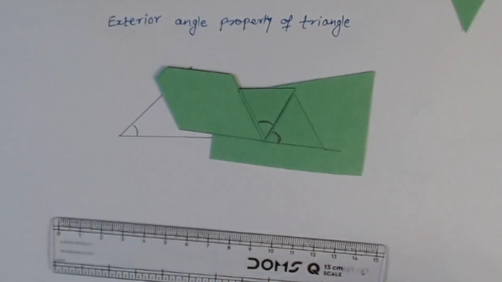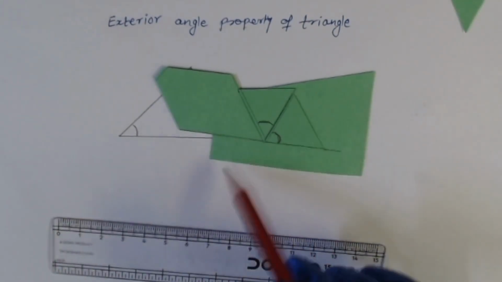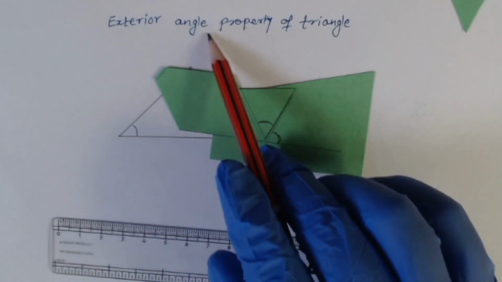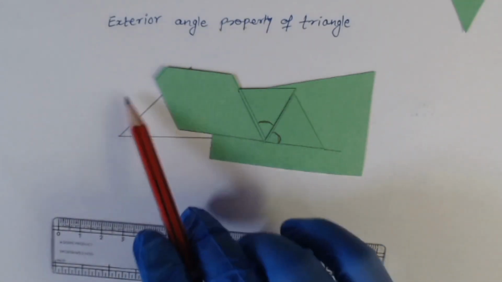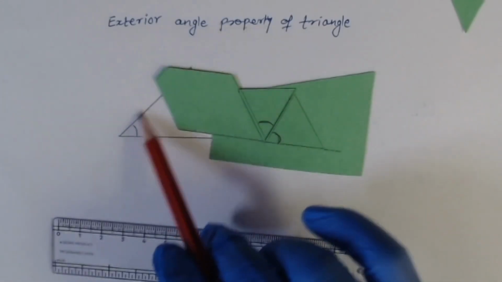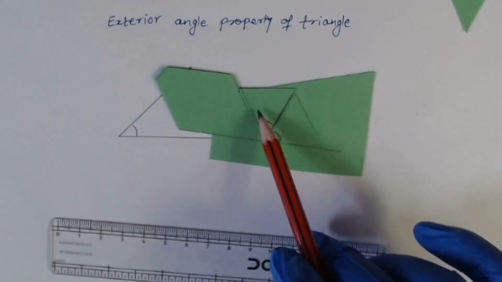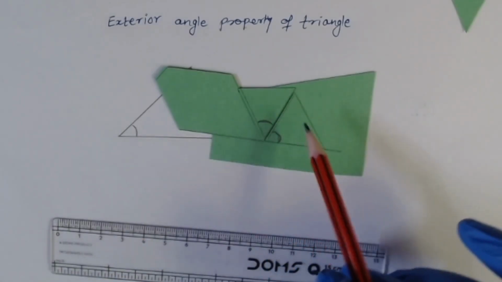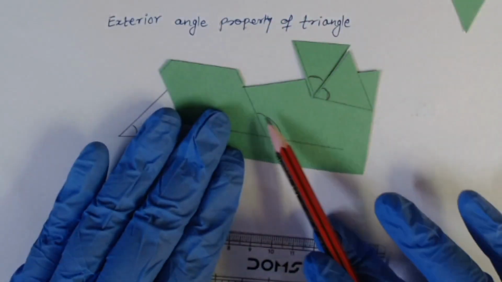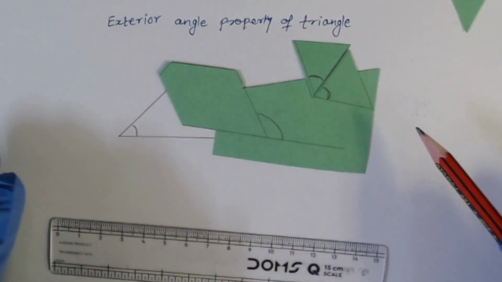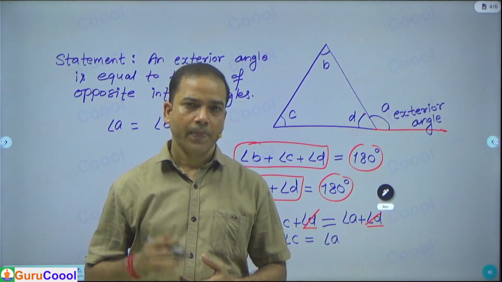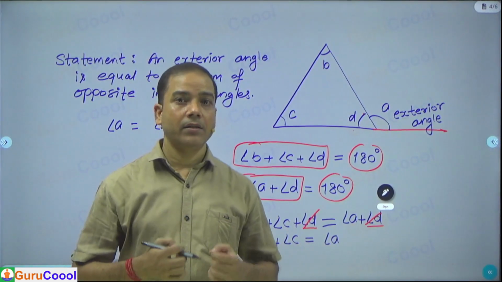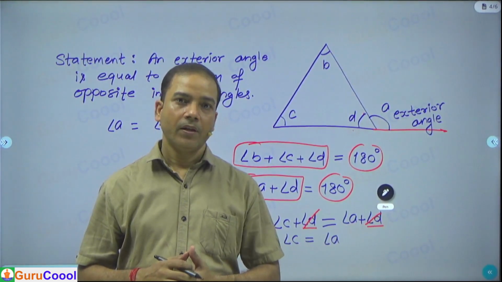Yes, exactly. So what we saw here, I have cut one corner from this space, that was the opposite interior angle, and another one from here. So these two opposite interior angles are together covering the exterior angle completely. So it is proved that the sum of these two interior opposite angles is equal to the exterior angle. That's done. Thank you. Next is to understand how we can use the exterior angle property to solve a question.